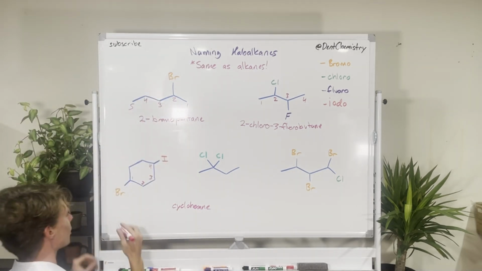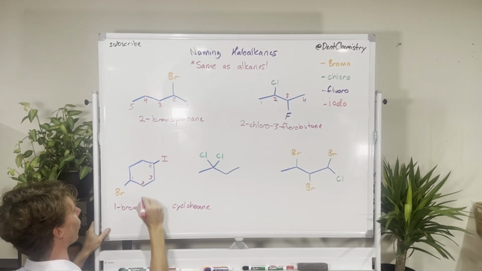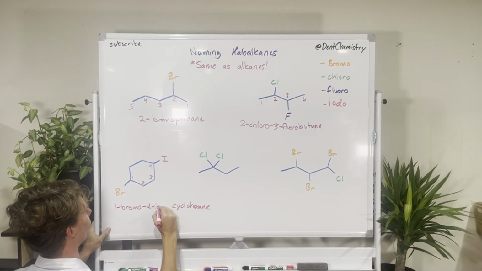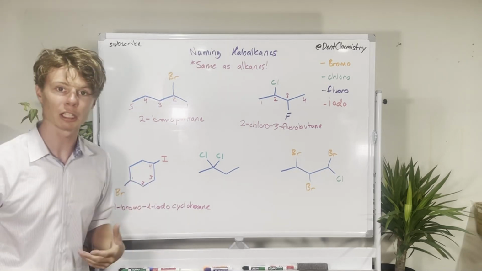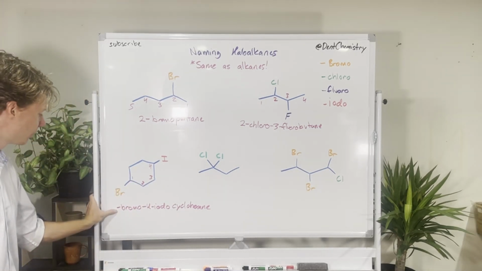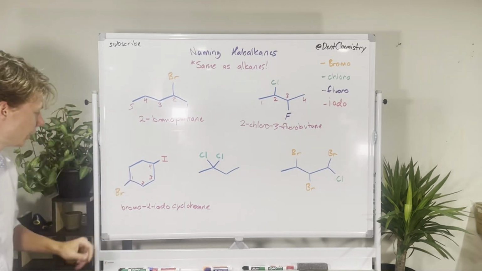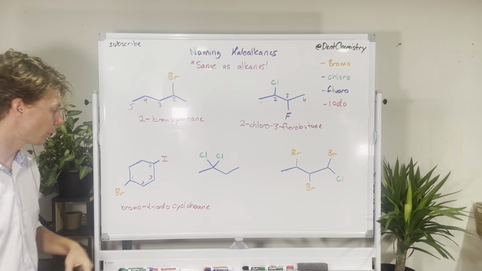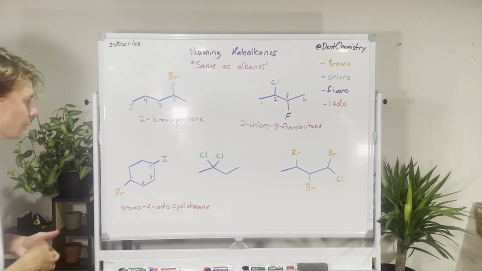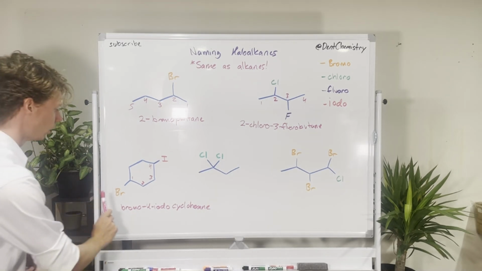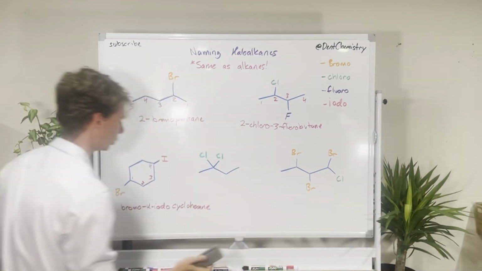So here I have 1 bromo, 4 iodo cyclohexane. And because the 1 is redundant, I don't even need it. It's a preference; I don't usually include the 1s, they're redundant. So I could just say bromo 4 iodo cyclohexane. I'm going to put bromo up front because of alphabetical order. 1 bromo 4 iodo cyclohexane. I'm going to erase that so I have room here for the next one.